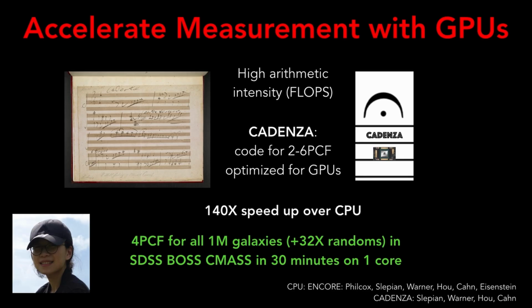And in particular, the process of calculating the 4-point function in the isotropic basis is what we call high arithmetic intensity, lots of flops, or floating point operations per second. And this turns out to work very well on GPUs. So we have this code called Cadenza, which is a development of the Encore code for CPU. This code computes the 2 through 6-point function, and for the 4-point function, which is of interest for this parity talk, we get a 140x speed up over the CPU. This means that we can compute the 4-point function for all 1 million galaxies plus 32 times that number of randoms in BOSS in 30 minutes on one core. I should note that DESI Y1 has a similar number of galaxies, so the timing is similar.